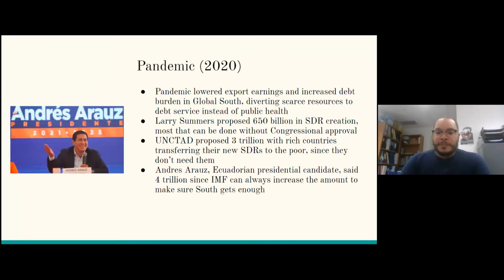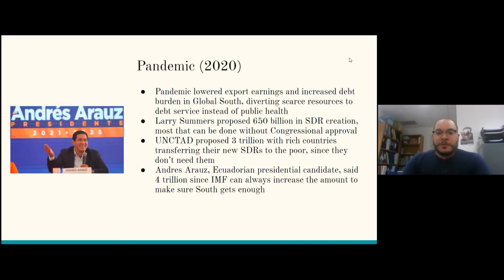Now, fast forward to the pandemic and why I'm talking to you about this today. The pandemic lowered export earnings for many countries around the world as the global economy ground to a halt. It also increased the debt burden on the global south because they had less money to pay back their debts. This meant diverting scarce resources to debt service instead of dealing with the major public health emergency at hand.